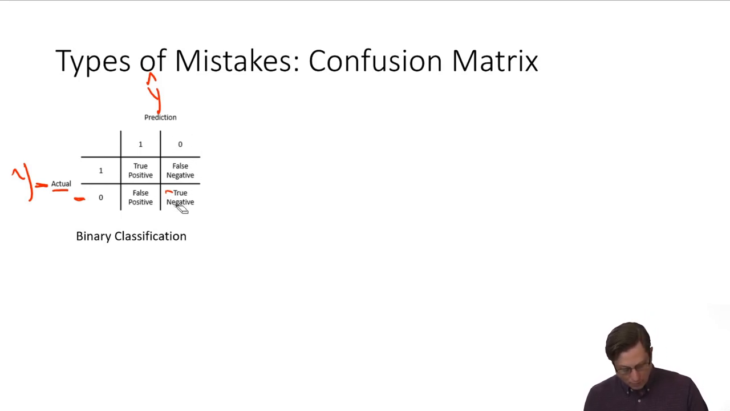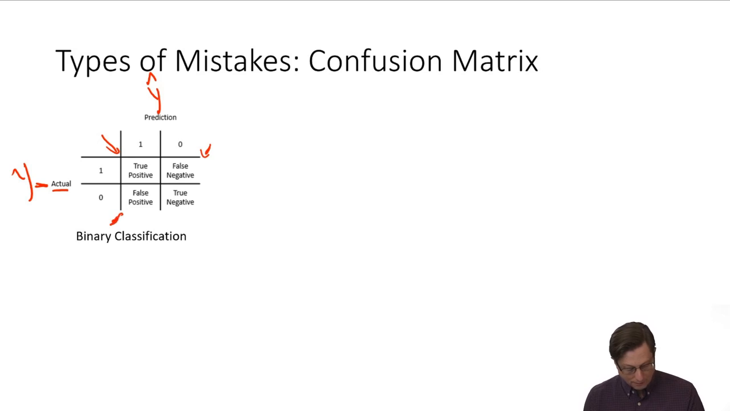So if you look at this in terms of particular applications, in SMS spam, a true positive is a spam message that was positive, the spam was 1, and the model detected it as positive, and you put it in the junk folder. A false negative is a spam that the model said was not spam, and you put into the inbox.